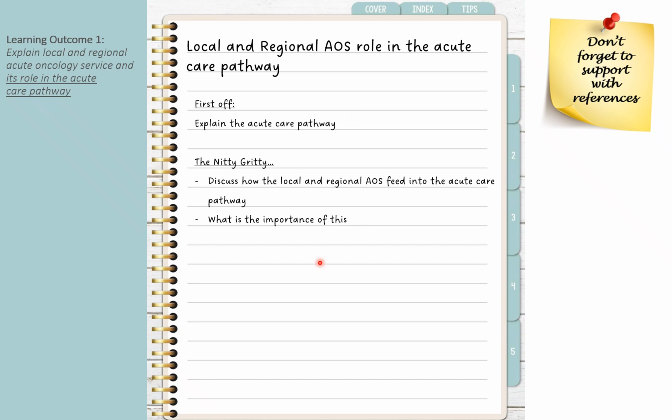And why is this so important? So, you need to explore how that acute care pathway fits in with the local and the regional AOS. And don't forget, support with references.